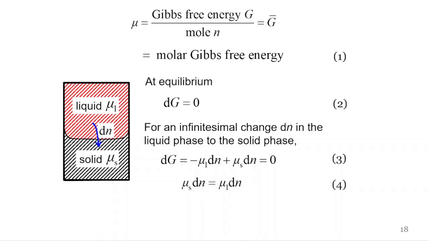We rearrange equation 3 to obtain equation 4. The n cancels on both sides, and that gives us equation 5. Equation 5 is very important in phase diagram, and it shows that the chemical potential of phases in equilibrium is equal.